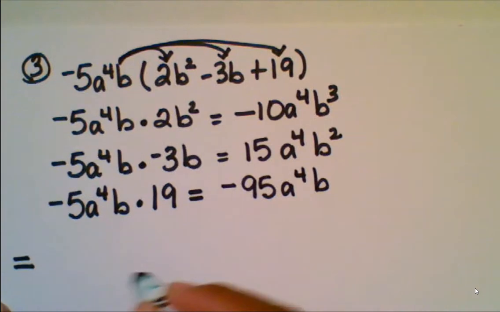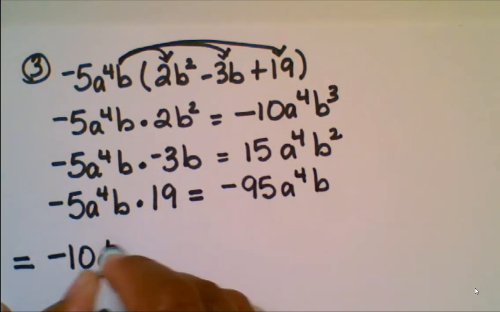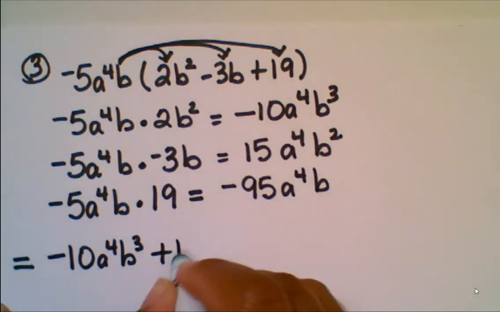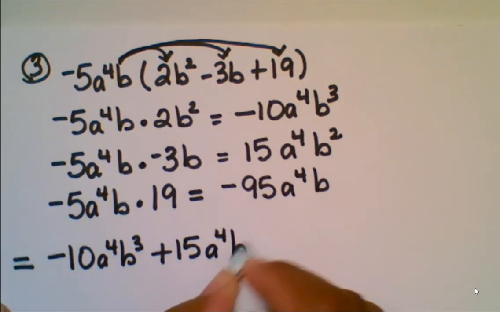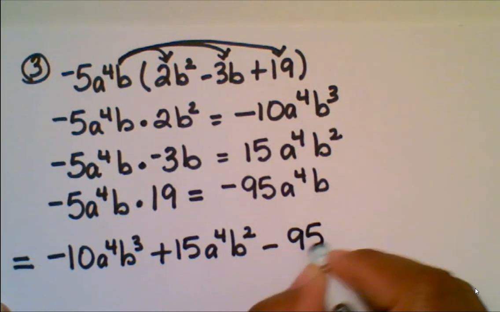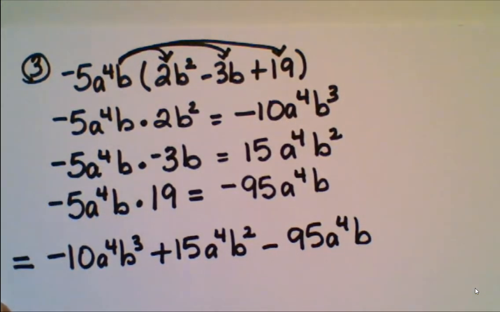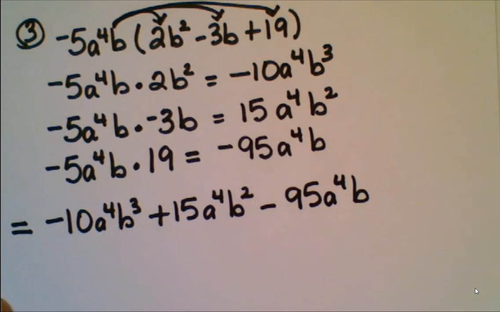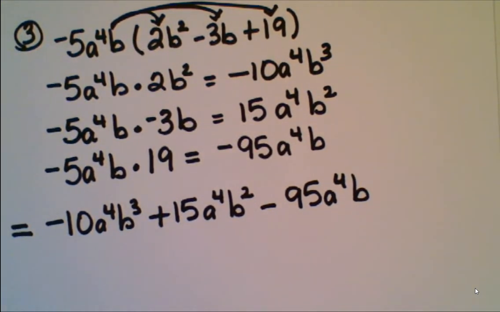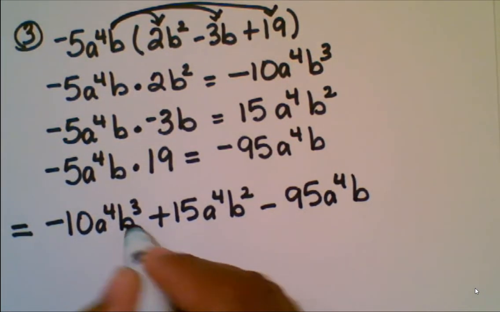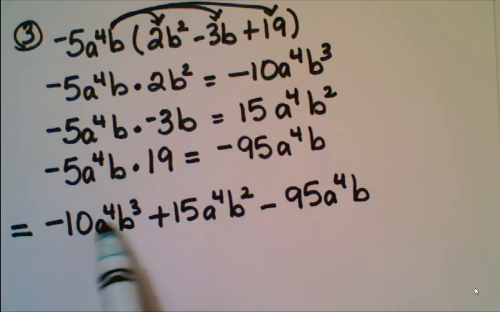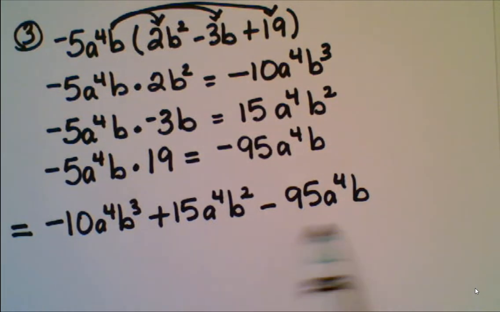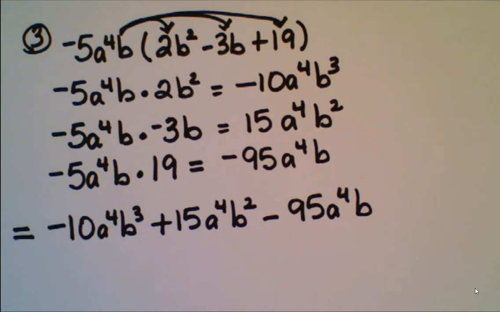Let's put our parts together. We have negative 10a to the fourth b cubed plus 15a to the fourth b squared minus 95a to the fourth b. And then we look to see if the terms are like. And remember from the previous example, for terms to be like, the variable with its corresponding exponent must match exactly. And you notice here that the base b, the b's here, the exponents are not the same. Therefore, we cannot add these terms together, and we will leave our answer as is.